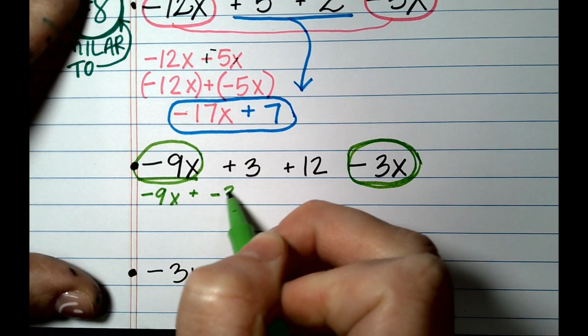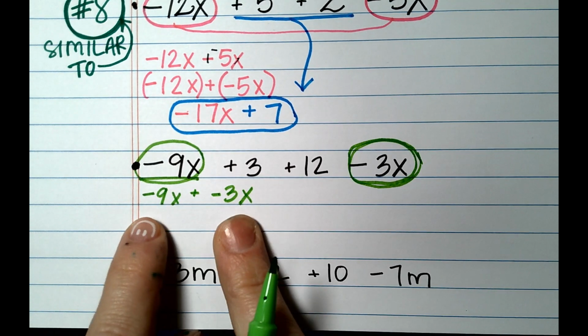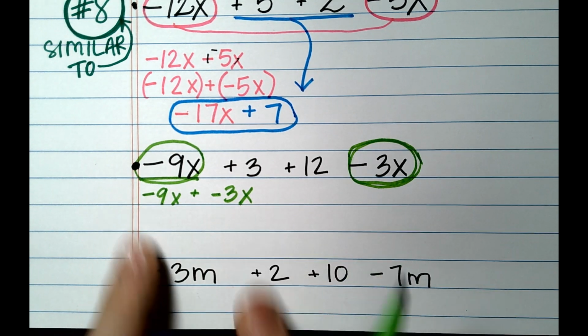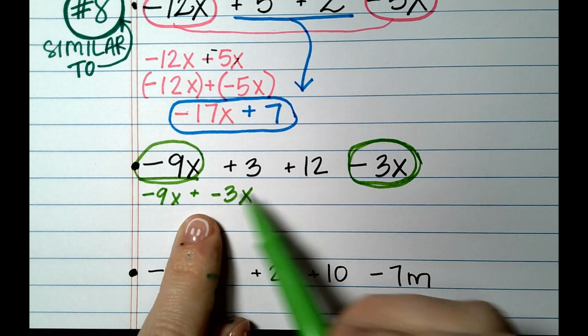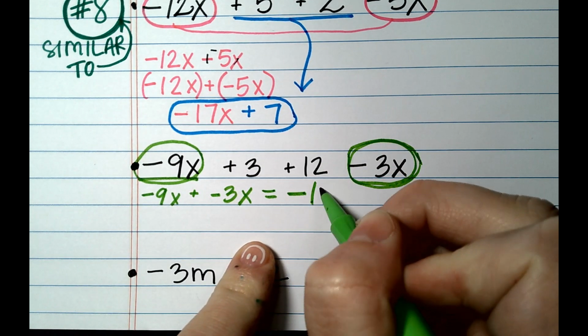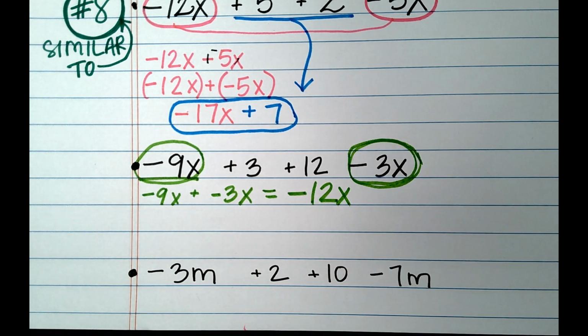Negative 6. Not negative 6. Remember, if I add negatives, I'm going to get an even bigger negative. 9, 10, 11, 12. Yes, we'll get negative 12x.